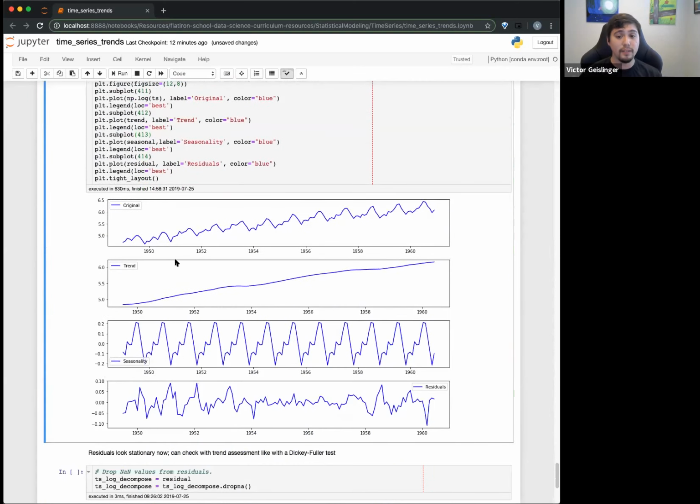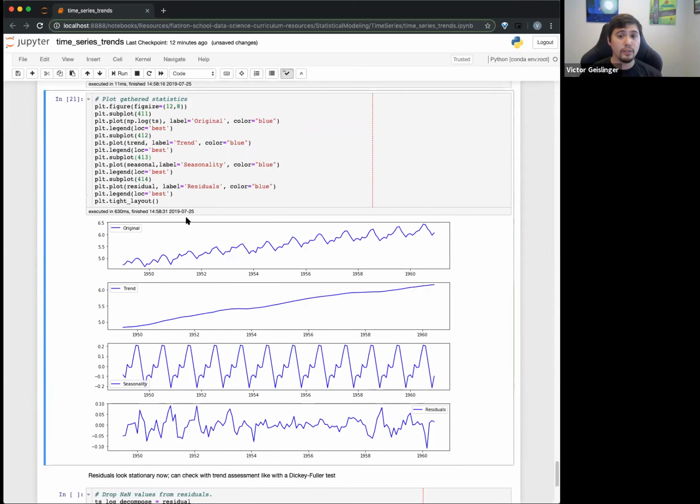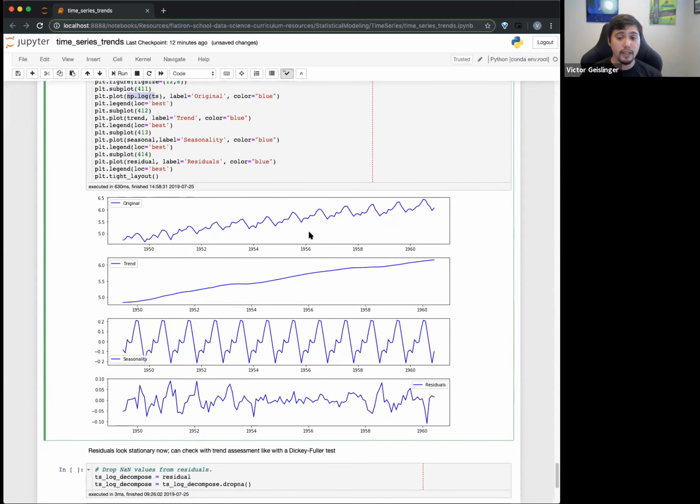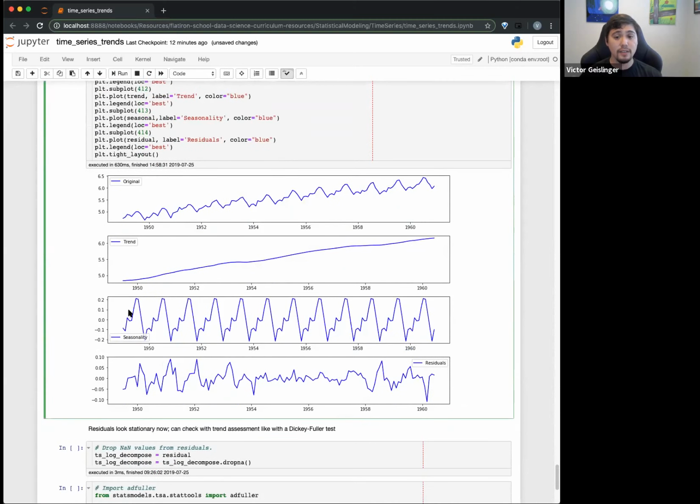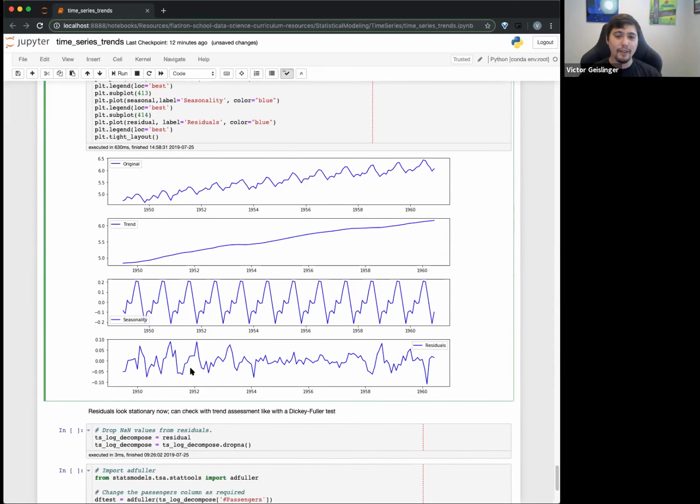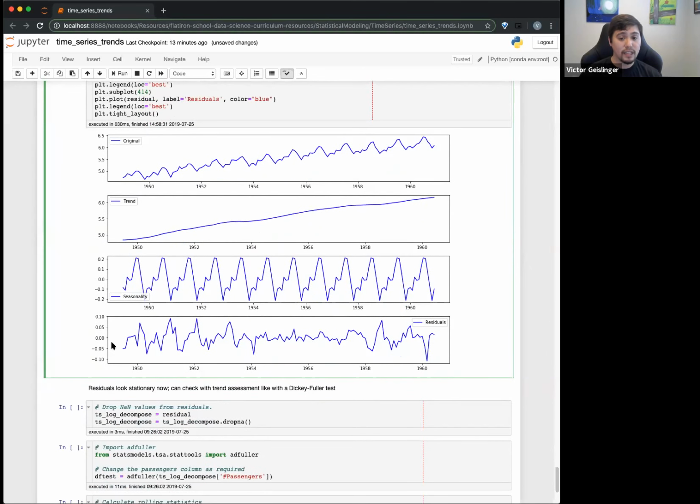You can see that we have the original right here, and this original means our original after the log transformation. Here we can see the trend, an upward trend, as we probably could tell from this image. We also see the seasonality. And then this residual is the stuff it couldn't classify as part of the seasonality or the upward trend. So this is the stuff that we really want.